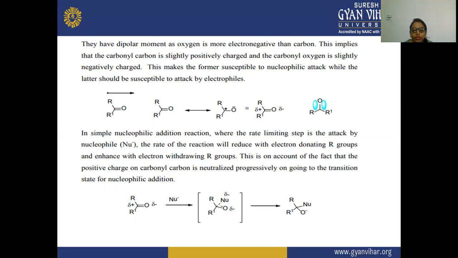So in a simple nucleophilic addition reaction, where the rate-limiting step is the attack by the nucleophile, the rate of reaction will reduce with an electron-donating R group and enhance with an electron-withdrawing R group. This is because the positive charge on the carbonyl carbon is neutralized progressively on going to the transition state for the nucleophilic addition. Here you can see the nucleophile attacking this position, this is the transition state, and the product is formed here.